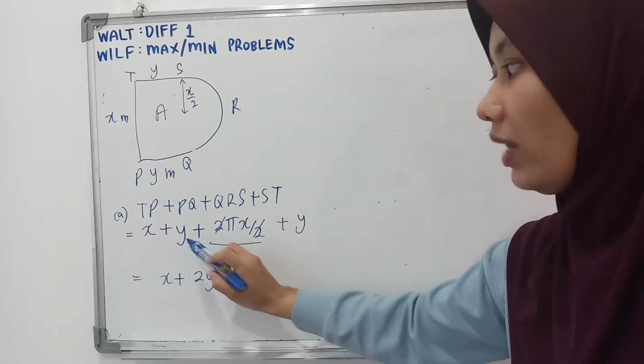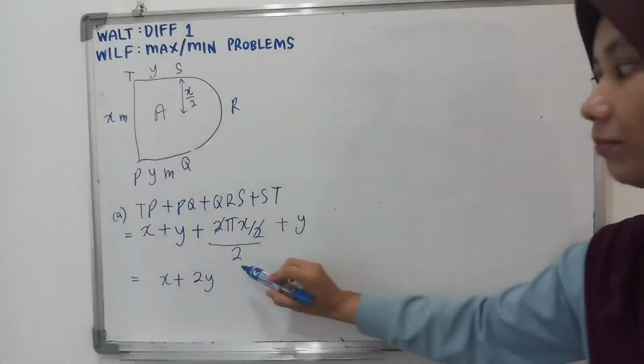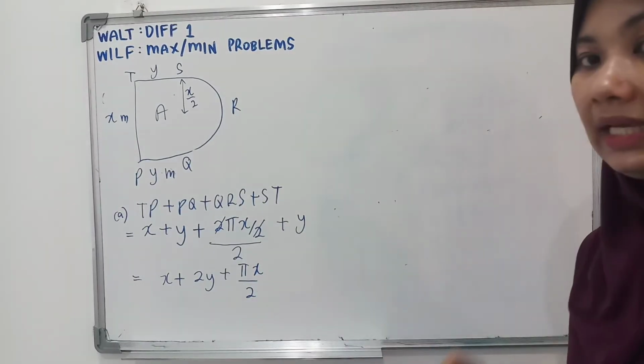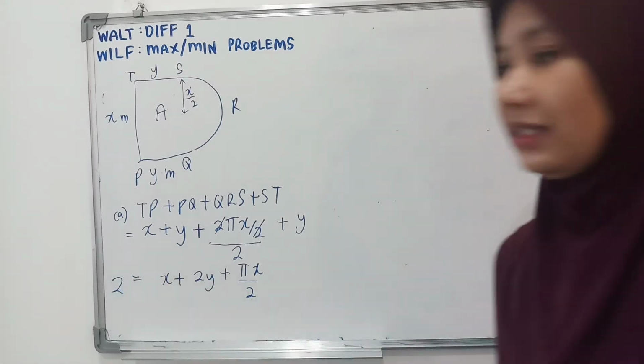How do I get to Y? Plus Y plus Y. Plus pi X over 2 equals to 2 meter.